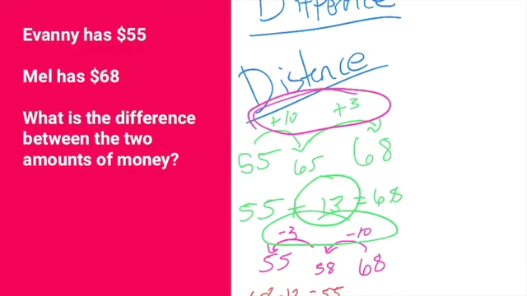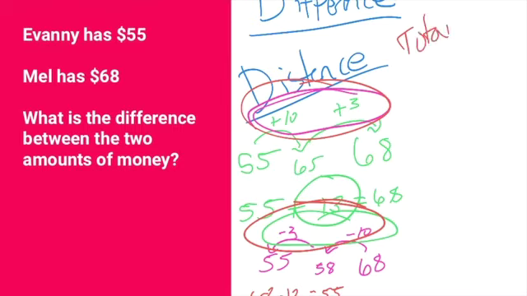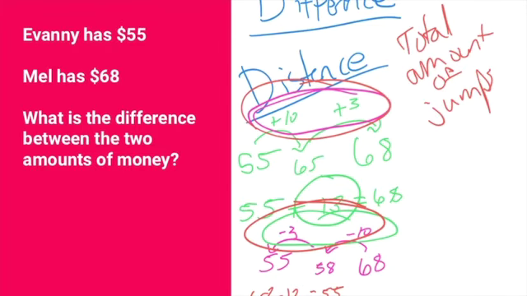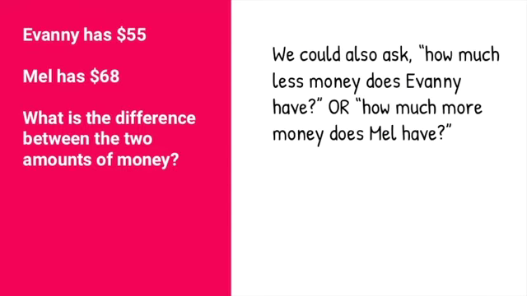The answer to the question is the total amount of jumps. I'm going to say it again. Total amount of jumps. Remember, nothing is being changed. Nothing is taken. We're just finding the difference, the distance. So what is the difference between the two amounts of money? It's 13. Nice job.